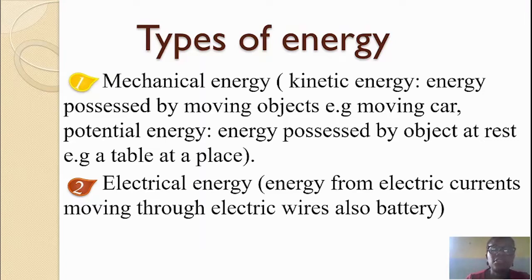Now the second one there is the electrical energy. This is the energy from electric currents moving through electric wires. Also, we can get this kind of energy from the battery. Maybe some of us are still using a battery to play our radio or to light our torch. The kind of energy we are using there is the electrical energy. Now, what helps you to see that light, that bulb in your room? It has to do with the connection of wires, which is gotten from the electrical energy. We say it's the energy from electric current moving through electric wires. That's what we mean by electrical energy.